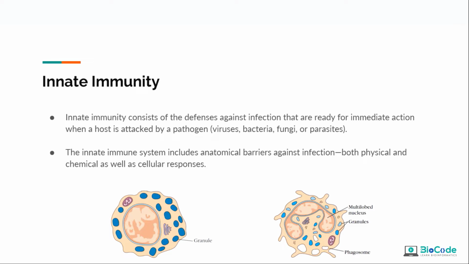Innate immunity. Innate immunity consists of the defenses against infection that are ready for immediate action when a host is attacked by a pathogen. That pathogen can be a virus, bacteria, fungi, or parasite. The innate immune system includes anatomical barriers against infections that can be physical and chemical, as well as cellular responses. Innate immunity has different components like granulocytes, mast cells and neutrophils.